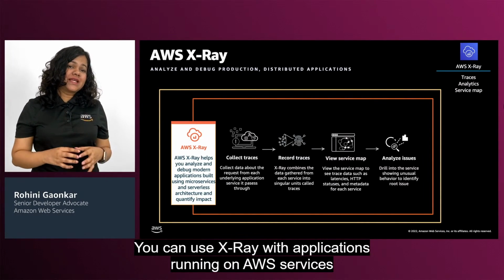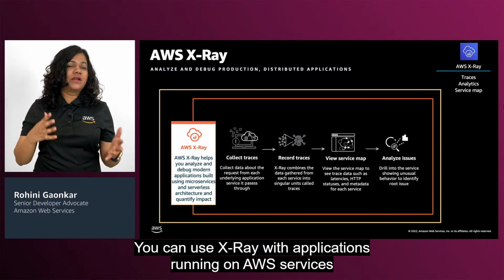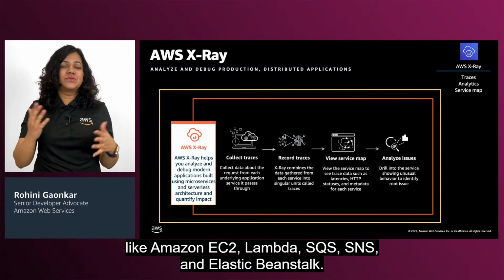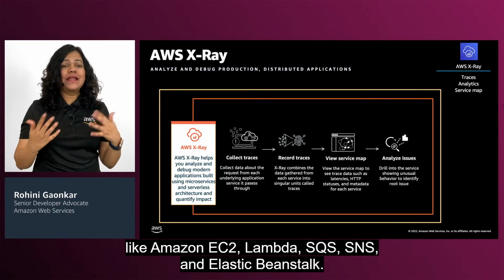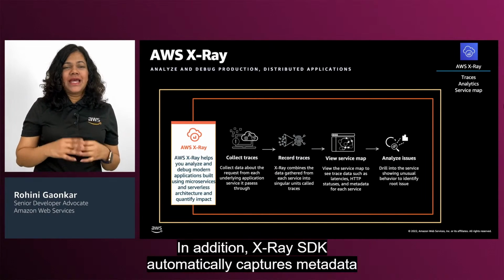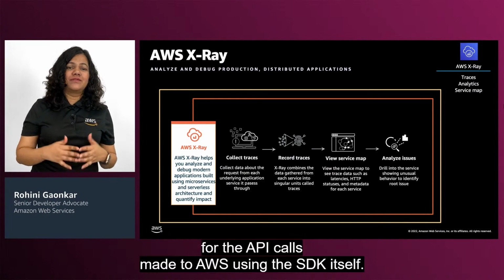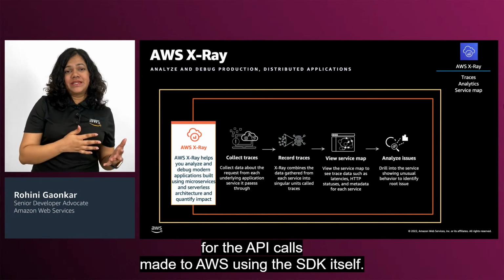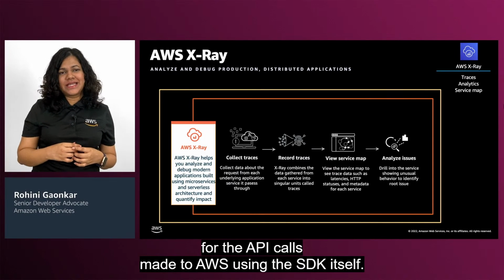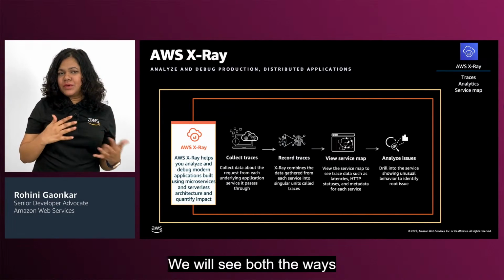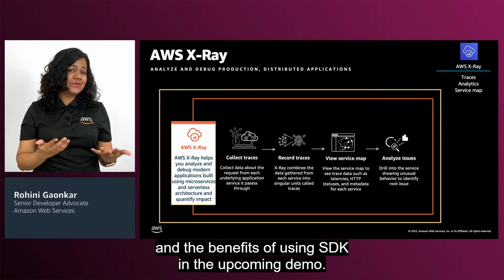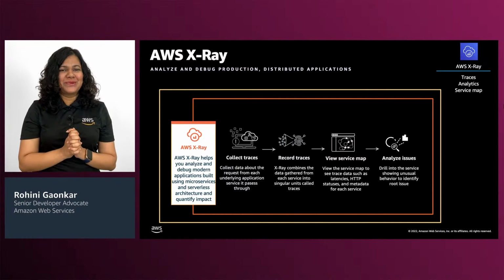You can use X-Ray with applications running on AWS services like Amazon EC2, Lambda, SQS, SNS, and Elastic Beanstalk. In addition, the X-Ray SDK automatically captures metadata for the API calls made to AWS using the SDK itself. We will see both the ways and the benefits of using the SDK in the upcoming demo.